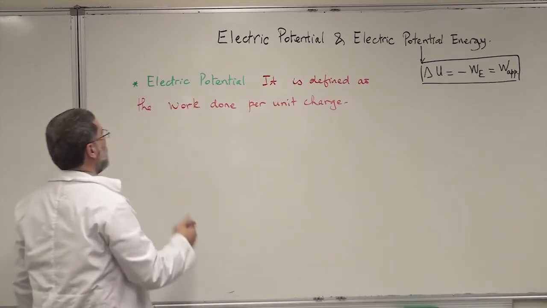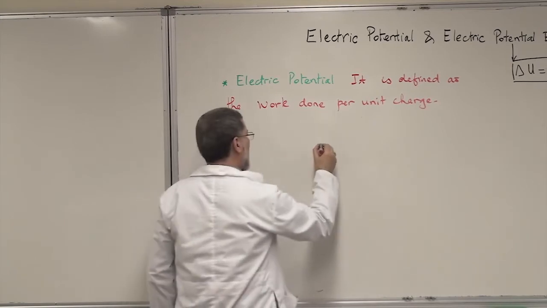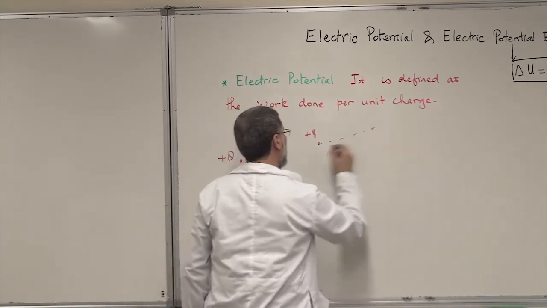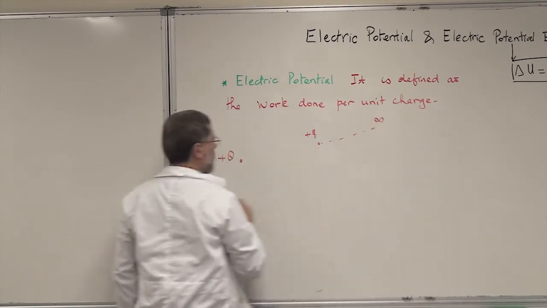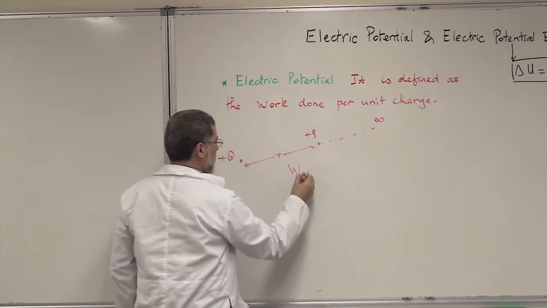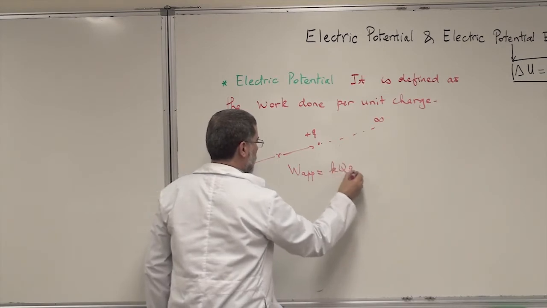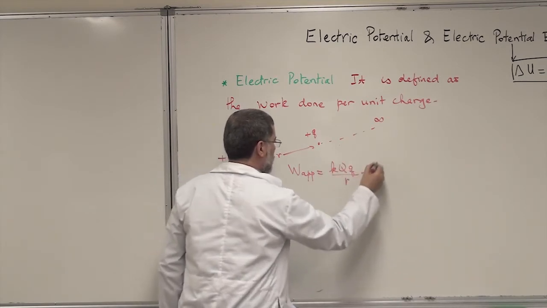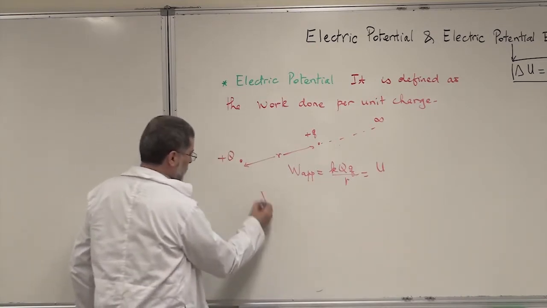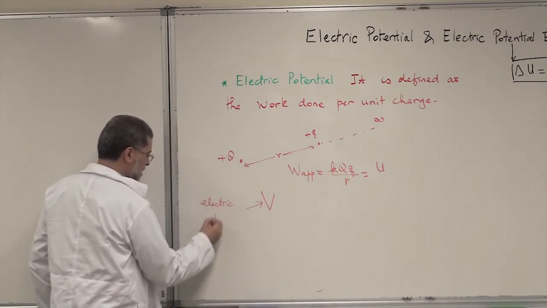Imagine you have this plus Q here, and you are bringing a charge from infinity to this point, and the distance between them is r. So how much work did we apply? If you remember, it is kQ over r, and this is U. And so the potential V, this is the electric potential.